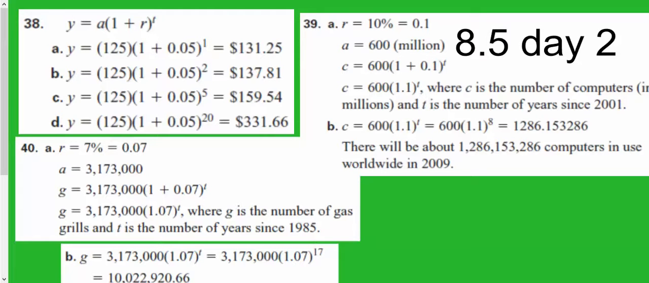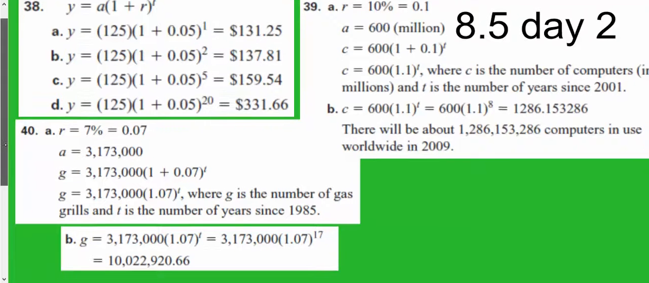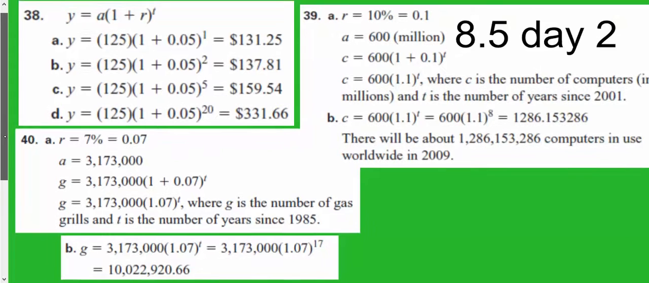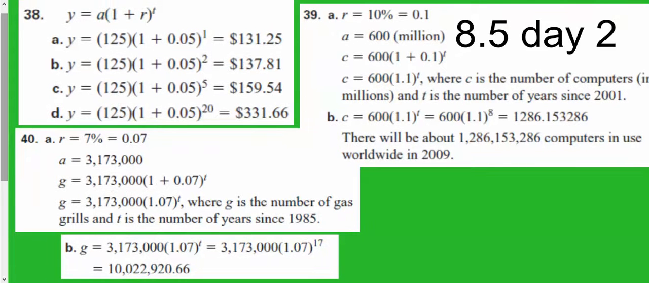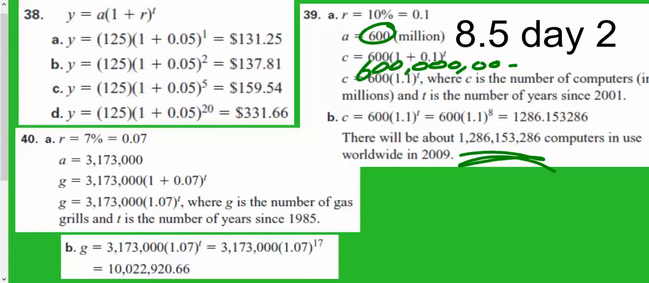We're going to be working with exponential decay functions. In 8.5, we worked with growth. Here are the answers to the word problems that we worked with in 8.5, day 2. You'll notice here in this equation, they use 600 and then they put million. You're going to get the same answer down here regardless, just so you're aware. If you put 600 million there, you're going to get the same answer, just so you guys are aware.